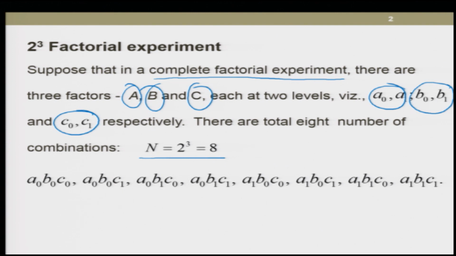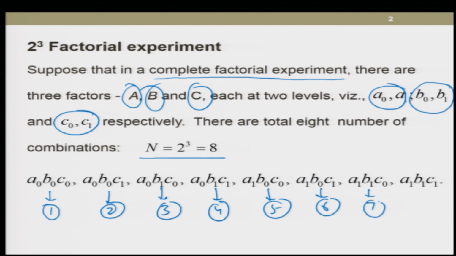And what are those treatment combinations? You can see here I have written all the treatment combinations. This is my treatment combination 1, this is 2, this is 3, this is 4, this is 5, this is 6, this is 7, and this is 8. Right. So now what is the meaning of A0, B0, C0? That means the levels of A, B and C are at the lower level 0, 0, 0.